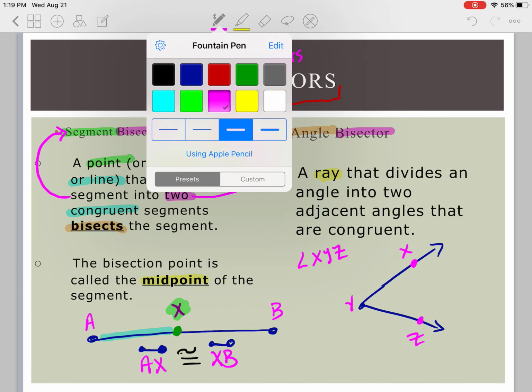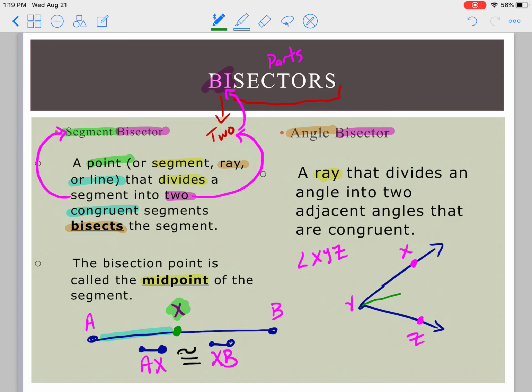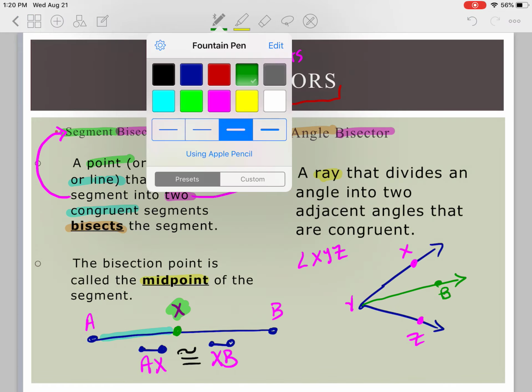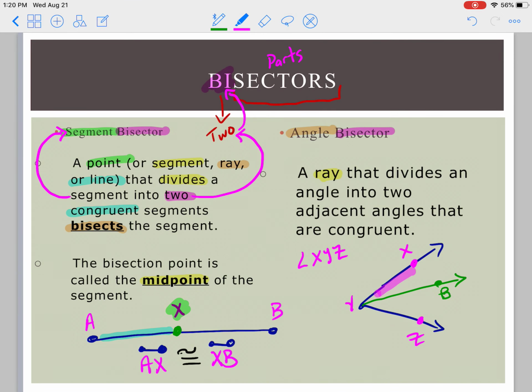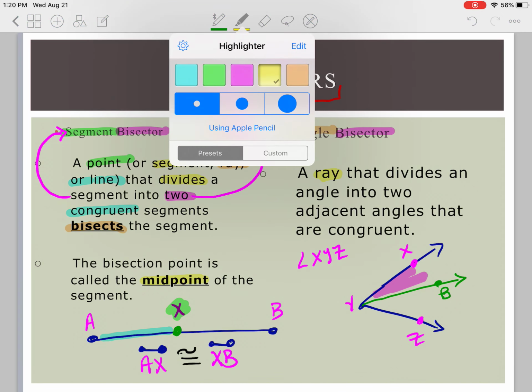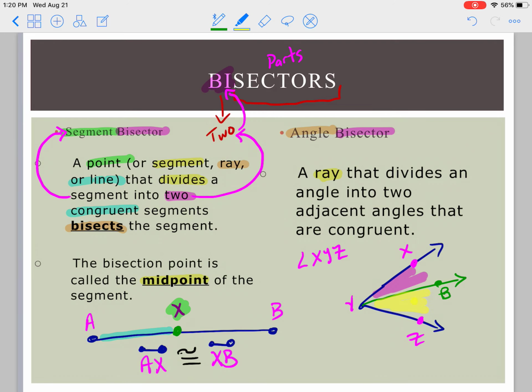So in this case, I'm going to draw a ray. This ray, I'm going to have it go through point B for a specific reason. So if I have a ray that divides an angle, angle XYZ, into two adjacent angles, once again, we have a building vocabulary. Adjacent angles we learned in the previous unit. So if we have two adjacent angles, here's one angle. Second angle is here.